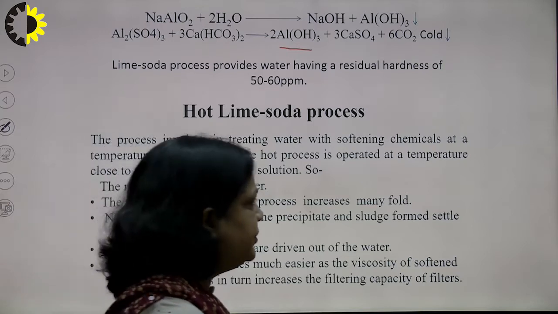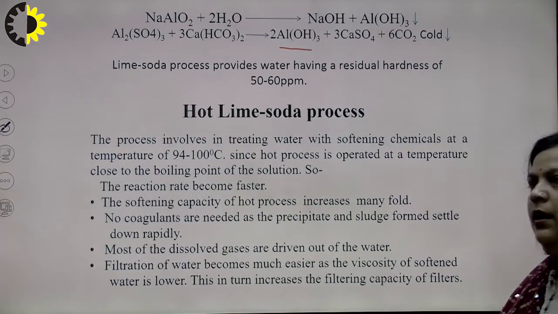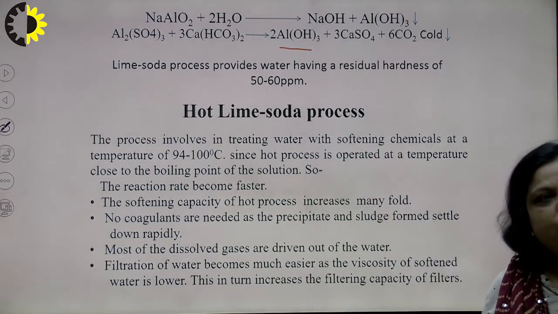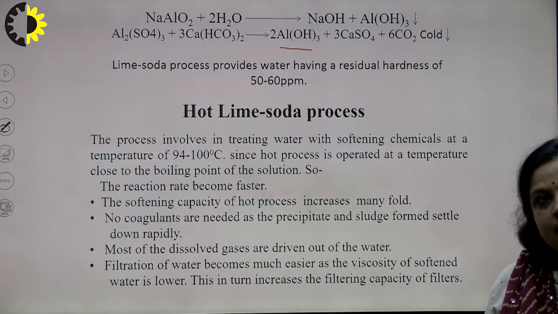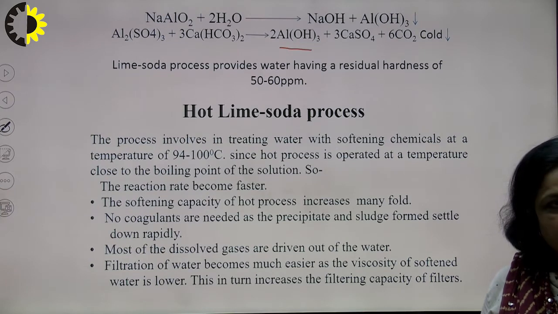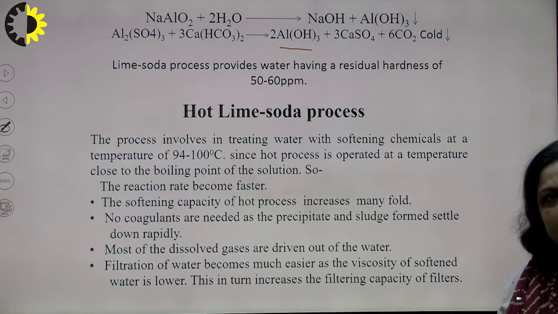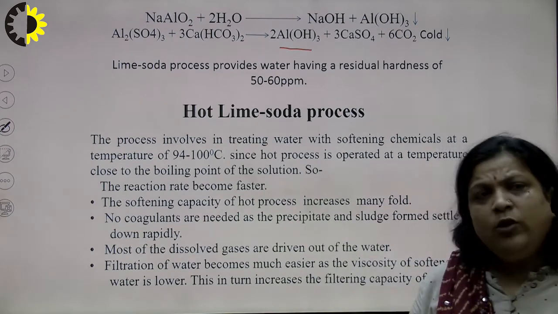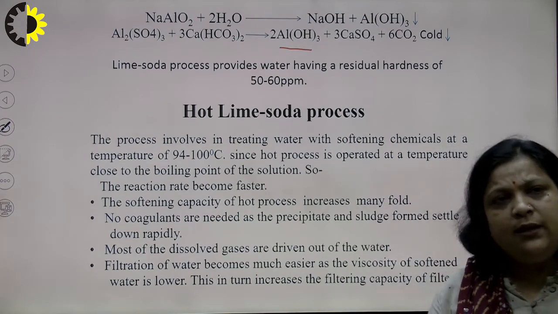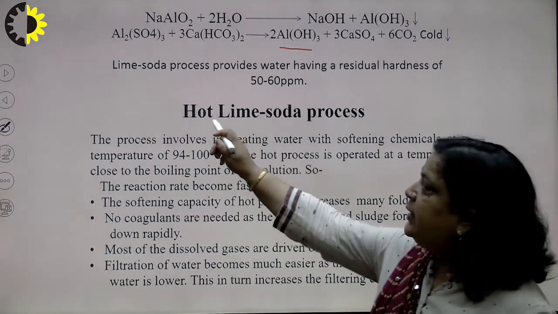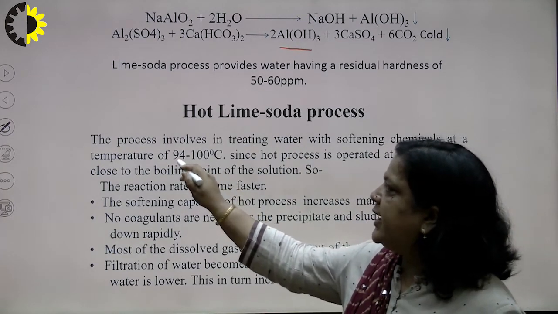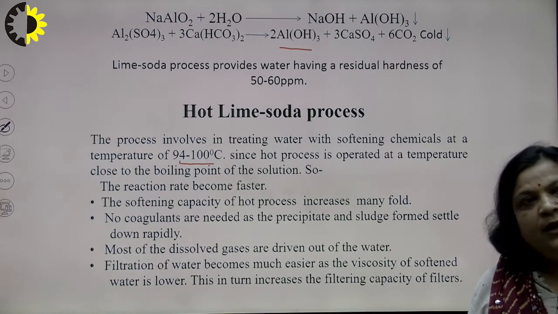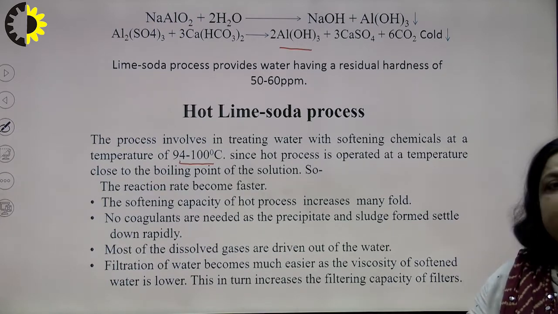Now, second is the hot lime soda process. Chemicals are the same in both, meaning in the first process we use lime soda and in this process again we use lime soda, but the condition is different. In the first case we use coagulant, while in the second case there is no need to add coagulant because we increase the temperature to about 94 to 100 degrees centigrade, and we know that when the temperature becomes high, filtration becomes easier.